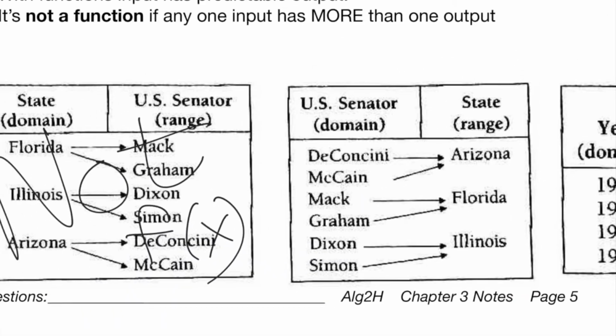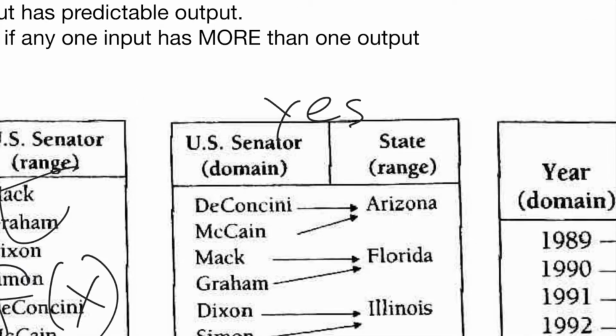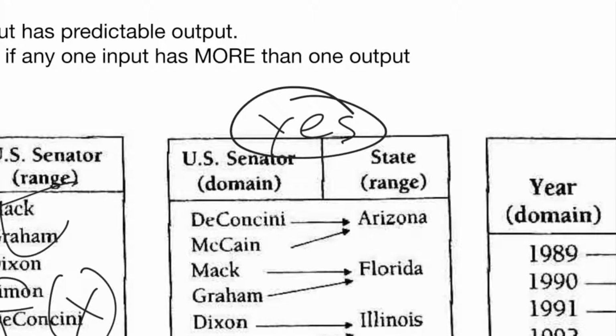Maybe I shouldn't write it directly on there. So if you switch the domain and the range, I'll give you the senator, you give me the state. Ready? Mack. Yeah, you went to Florida. And there was only one option for you to go to. Simon. Yep, you went to Illinois. So, yes, this is a function. I'll write it up here so you can still read it afterwards.